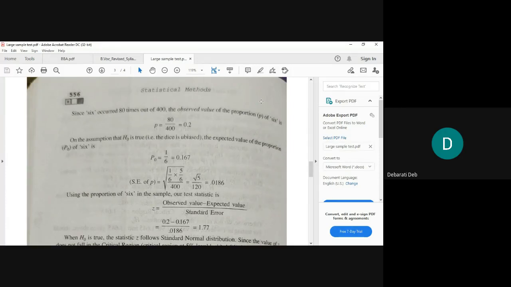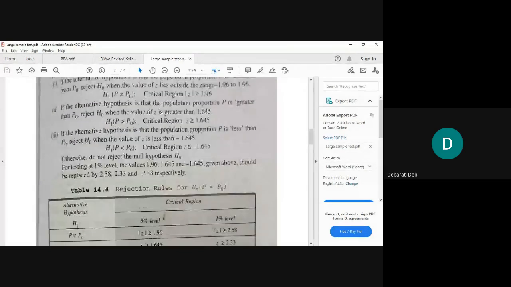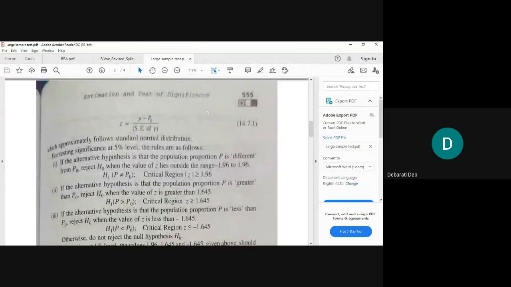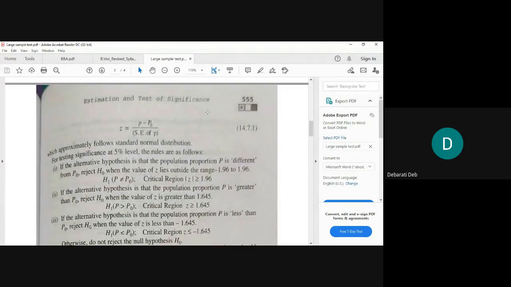The observed value of the proportion p of 6, that means the observed probability of the occurrence of 6, is small p equals 80 by 400. This is the observed value of the proportion p, and we have assumed something, that is our expectation, that is p naught.